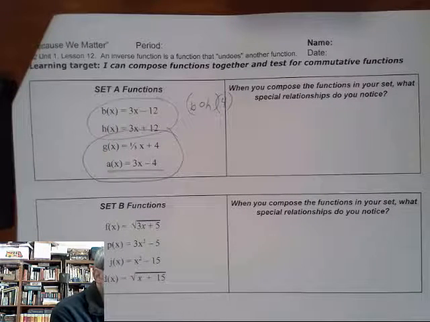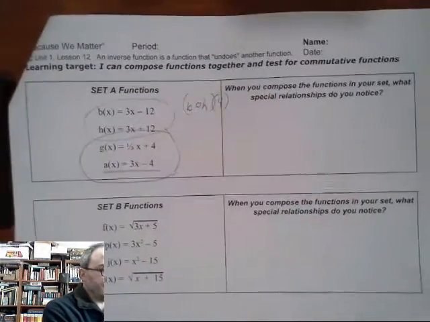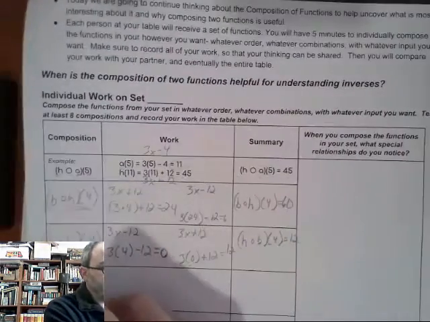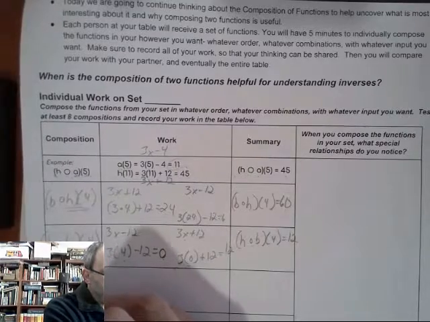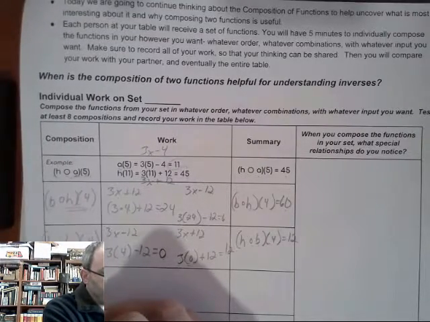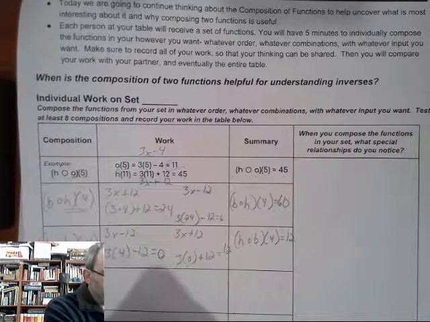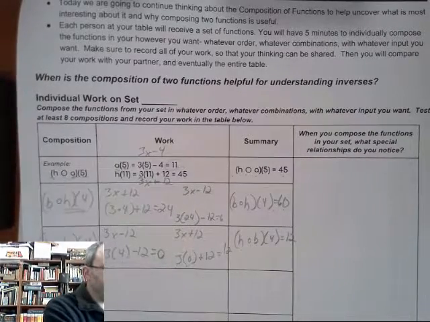I'm going to use 3. So the g of a of 3 and the a of g of 3. So I'm going to write that over here: the g of a of 3 and the a of g of 3.